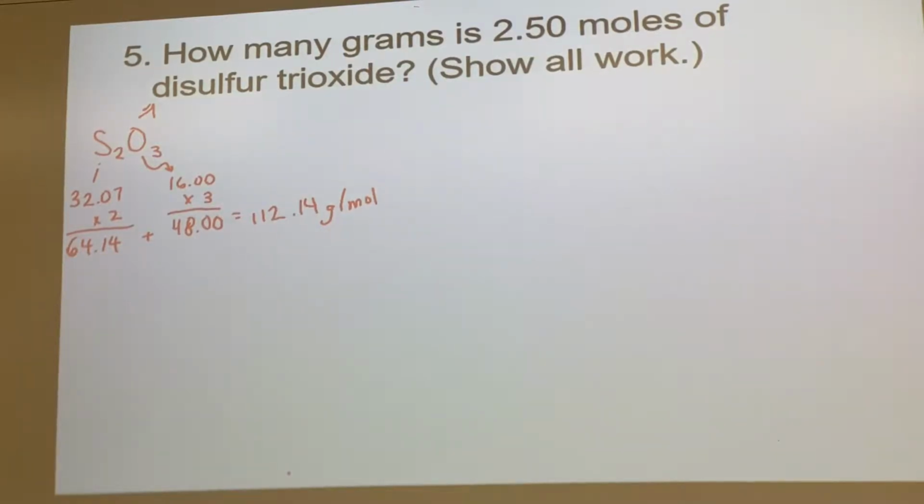How many grams is 2.50 moles of disulfur trioxide? So first thing we do is the nomenclature: disulfur is 2 sulfurs, trioxide is 3 oxygens. Then we figure out their molecular mass. We got this from the periodic table, and we're rounding to 2 decimal places.